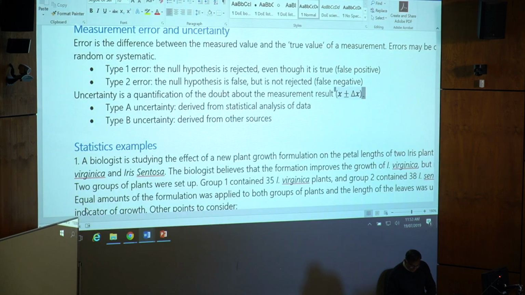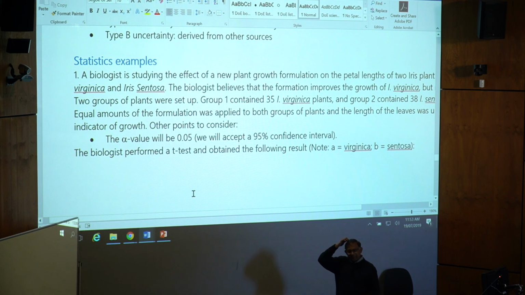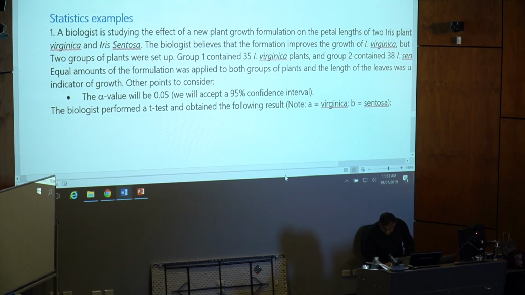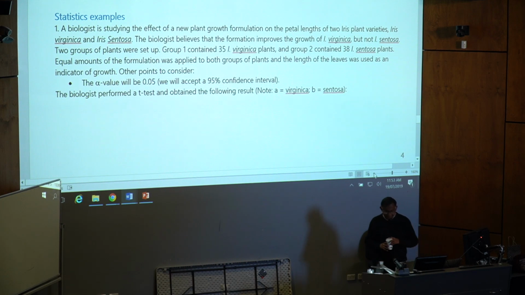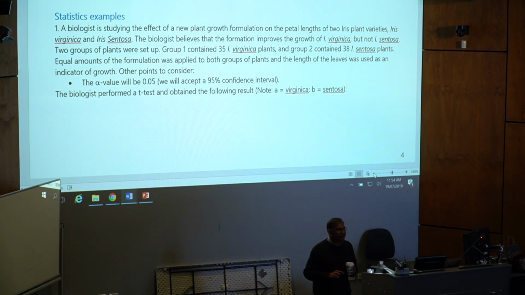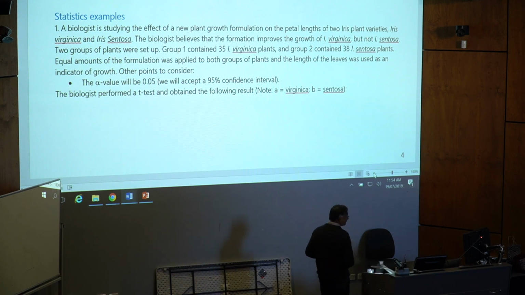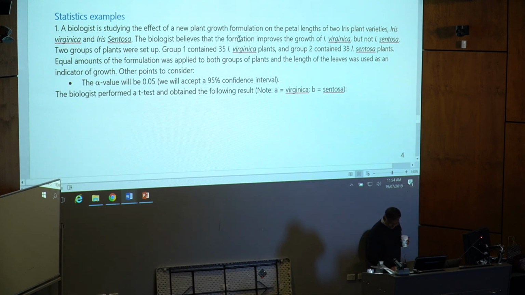Okay, let's get back to our stuff. You might have seen some of these examples in your classroom, but if you have, then treat this as revision. Here's an example of a scientific investigation that involves statistical analysis. Just take a couple of minutes to have a read of it. Sorry, there's a typo.